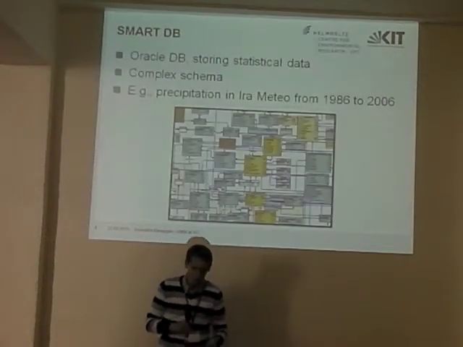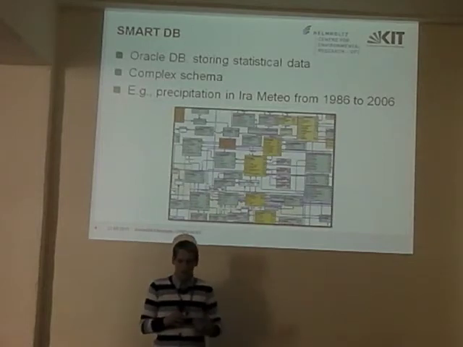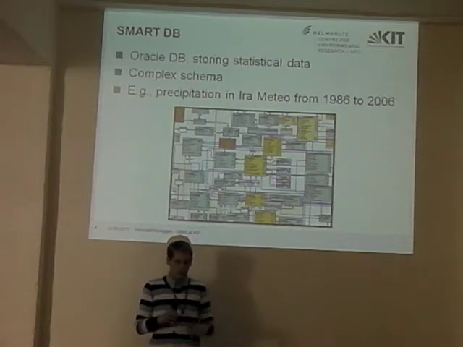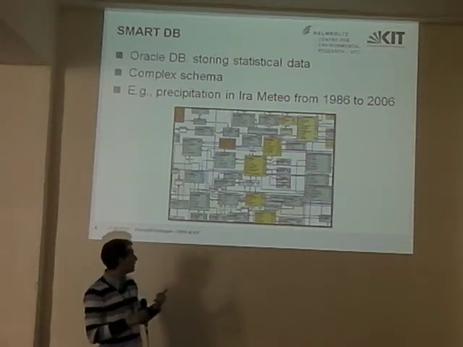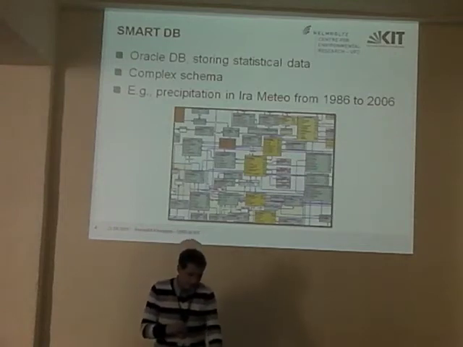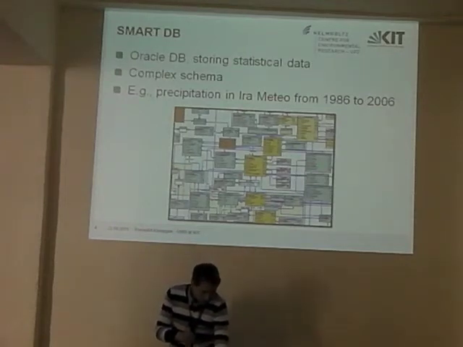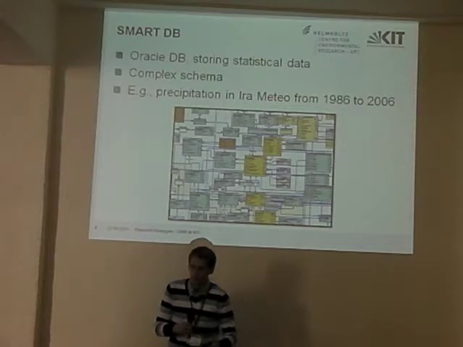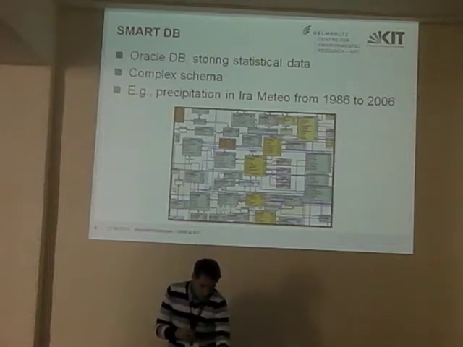And then secondly, we've got the SMART database. It is an Oracle database which is storing statistical data. It has a kind of complex schema. You are not supposed to read that. I probably would not even have the legal allowance to show this, but it is a really complex schema. For example, we have the precipitation in Ira Meteo from 1986 to 2006.